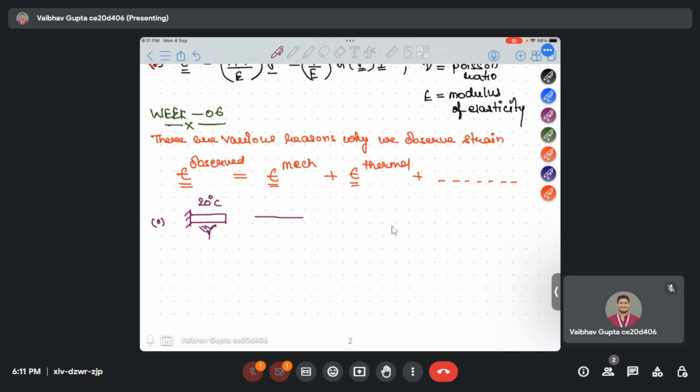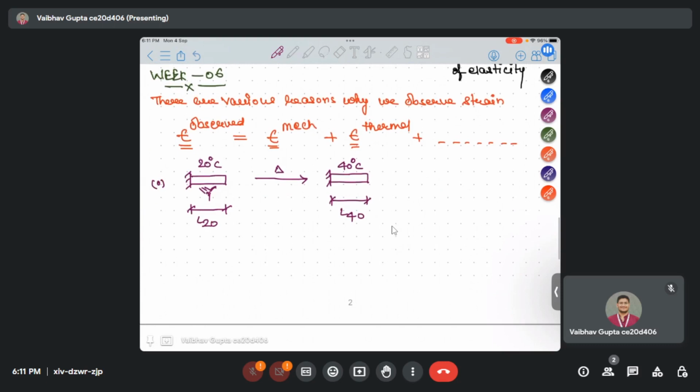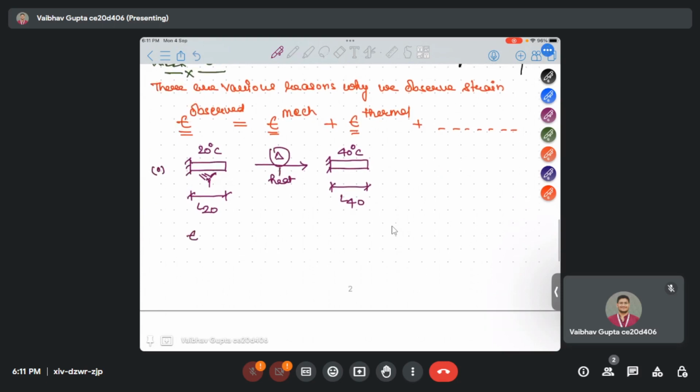Okay, and now I will heat the body, and the temperature has been raised to 40 degrees Celsius. Suppose it has a length of L at 20 degrees, and this has a length of L at 40 degrees. Okay, so this symbol is for heating. So what is our strain observed here?